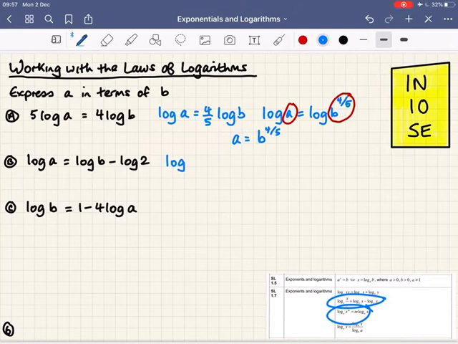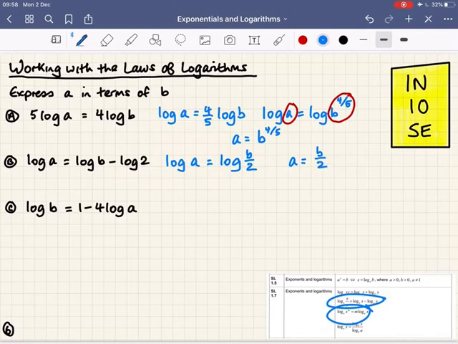Log a equals log b over 2, because it's a subtraction of logs. Hopefully you now know this. So that just means that a must be equal to b over 2. Easy peasy. No problems there.